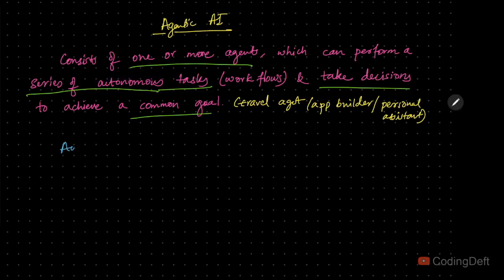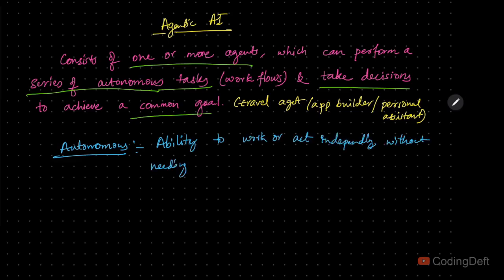Autonomous means it is the ability to work or act independently without needing control or guidance from others. What exactly does that mean? That means you don't need any external interference to control the agent. It will work on itself.